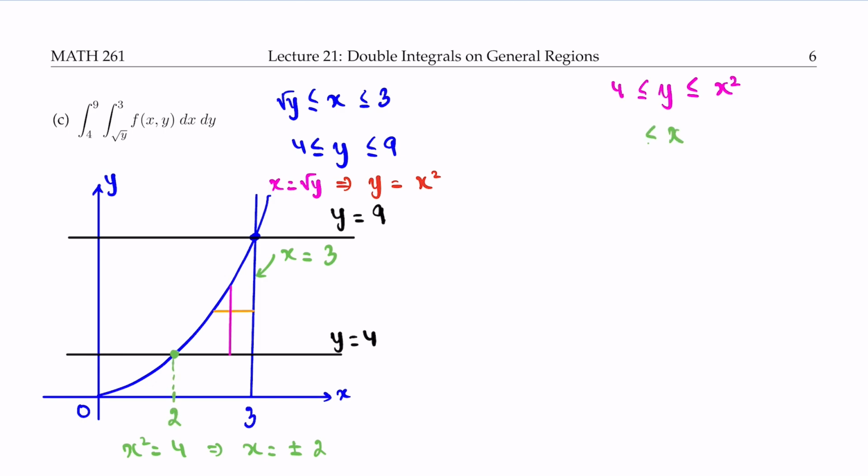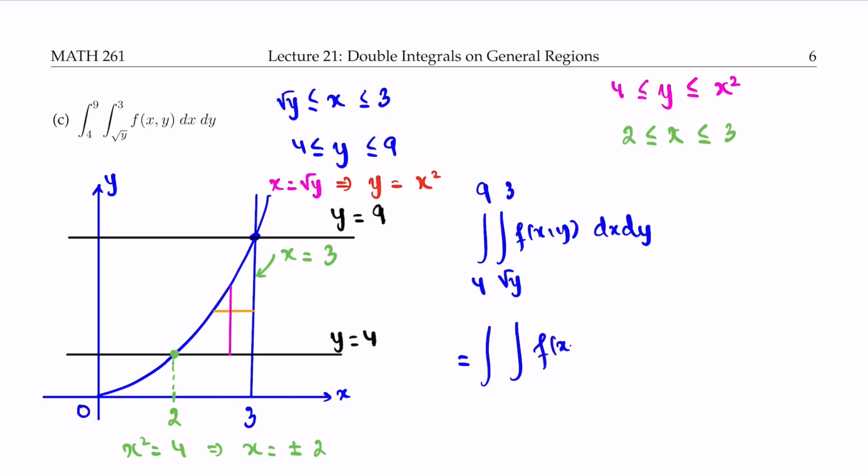So at the same time of y bounded between 4 and x squared, x is bounded between 2 and 3. So the double integral of the function f of xy dx dy for x going from square root of y to 3 and y going from 4 to 9 can be written as the double integral of the function f of xy dy dx for y running from 4 to x squared and x running from 2 to 3.